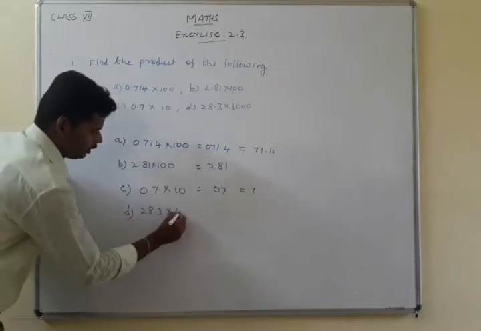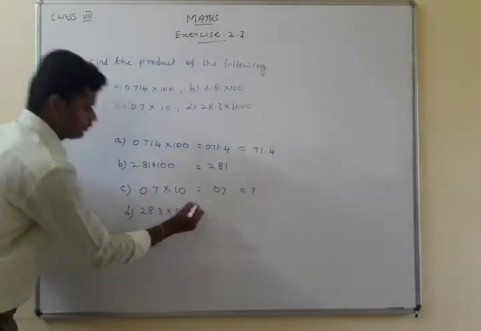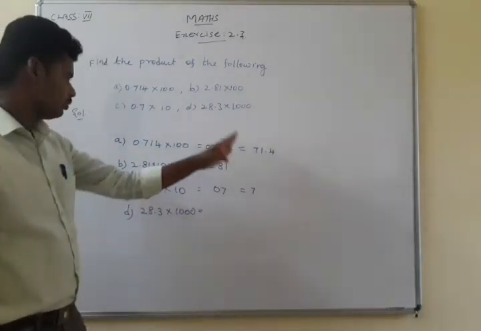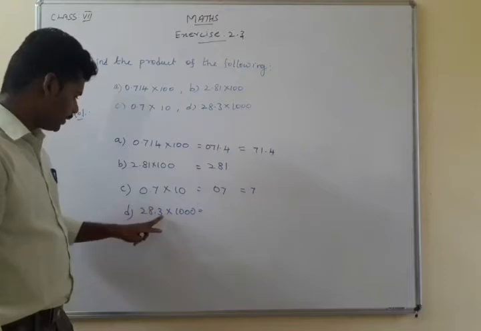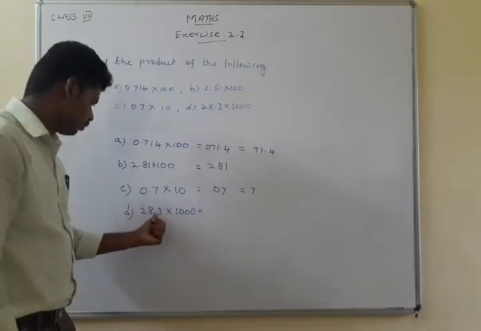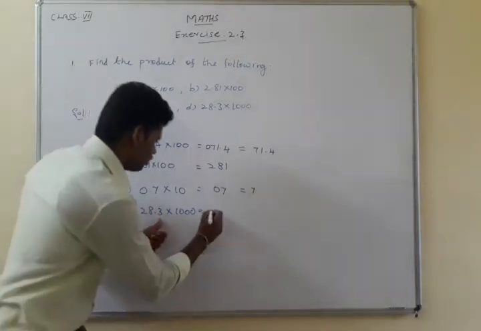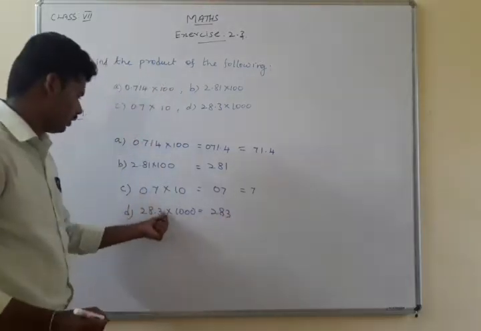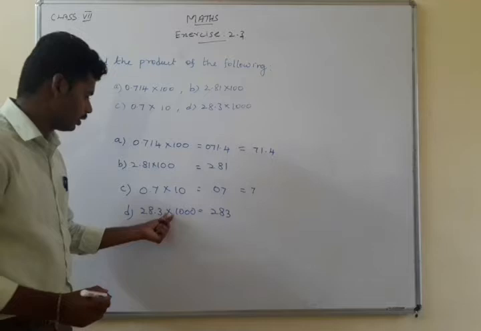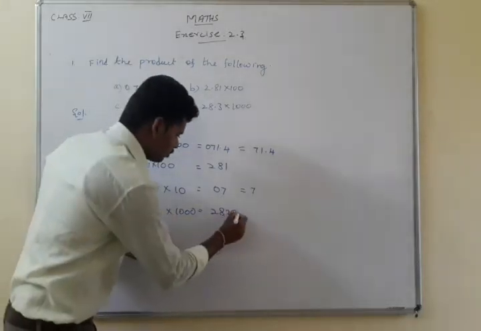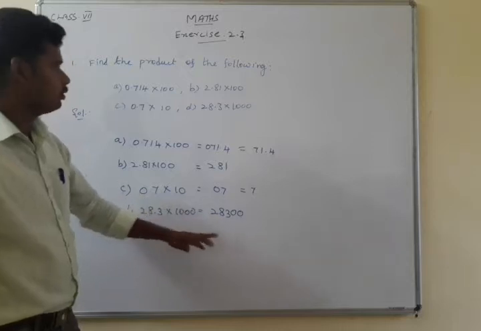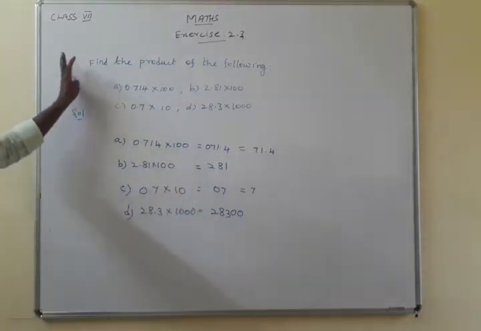D question. 28.3 into 1000. Here shift 3 steps to the right. 28.3 only has one digit after the decimal. 1 time, 2 times, 3 times. So 283, and after that there is no digit, so we add 0s. Total 28,300. So this is the product of the following.